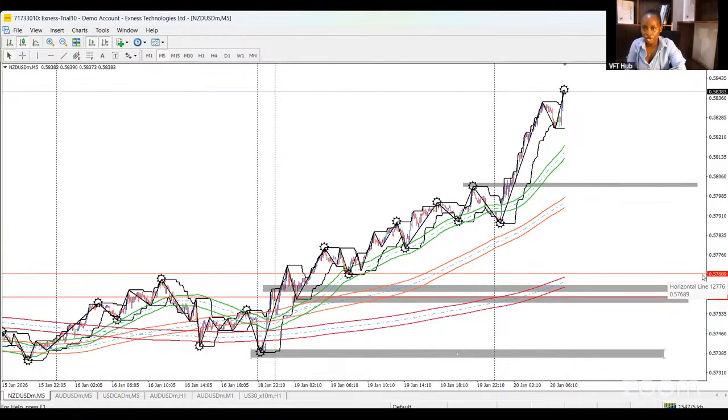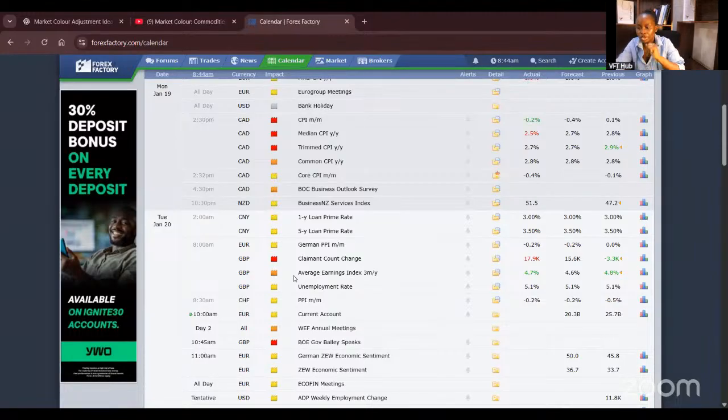But you also want to, of course, pay attention to Forex Factory to see the news releases that we have coming out today so that you're not caught off guard. So we'll take a quick look. What news release do we have coming out today? So today is the 20th of January. We're looking at commodity currencies.